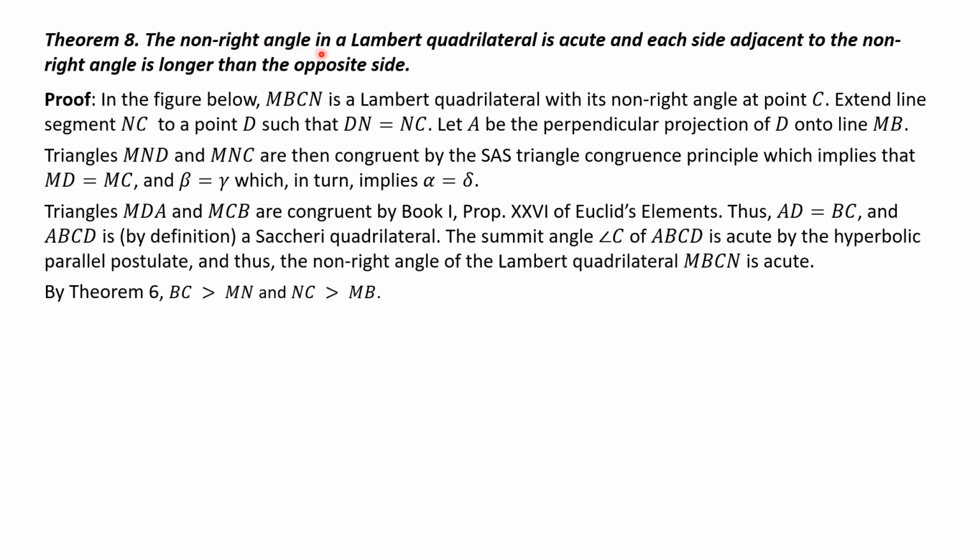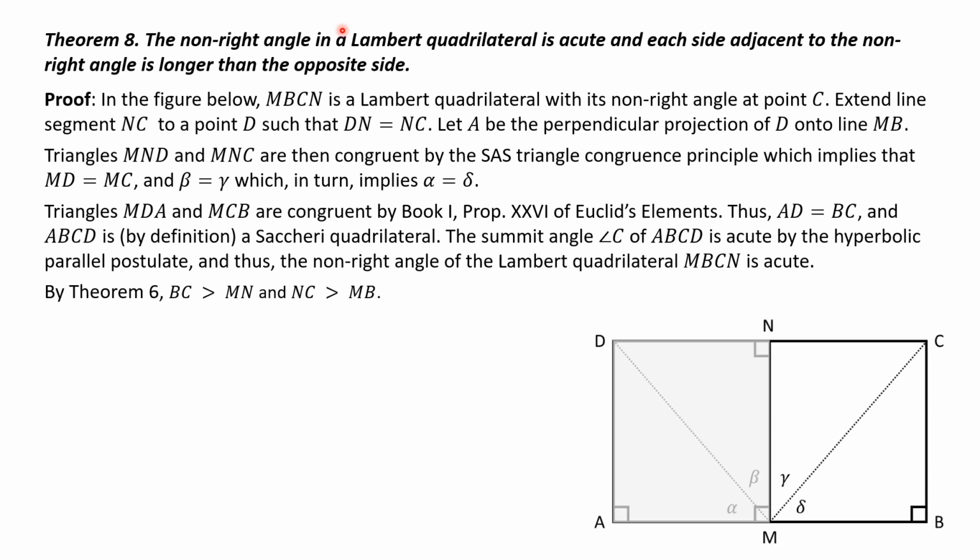The non-right angle in a Lambert quadrilateral is acute, and each side adjacent to the non-right angle is longer than the opposite side. So on the bottom right, we have a Lambert quadrilateral. Ignore the grayed out part. I'll get to that in a minute. So NMBC is our Lambert quadrilateral, and then the angles at N, at M, and at B, they're the right angles, and then the angle that's claimed to be acute is this one here, C. That's the non-right angle. We're going to prove that's acute.